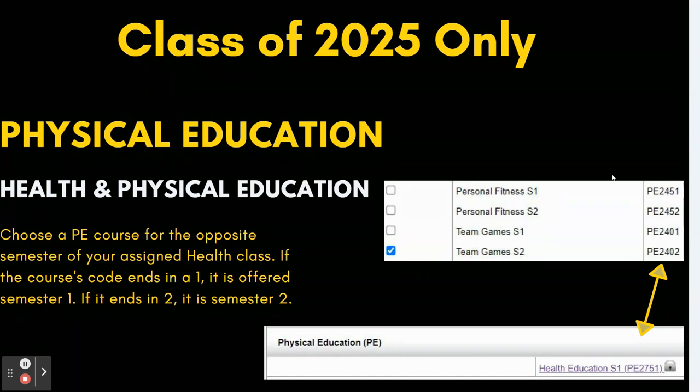For rising sophomores, you will see that you have a pre-assigned health education course. You should select a PE course that is the opposite semester of your health course. In this example, the student was pre-assigned to health education semester 1, so they chose team games for semester 2.